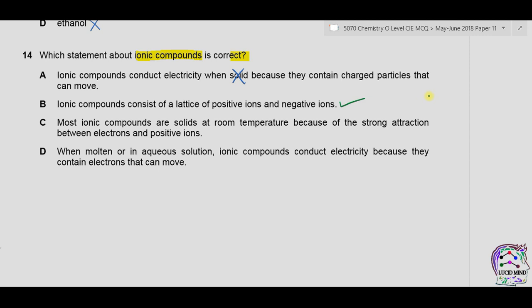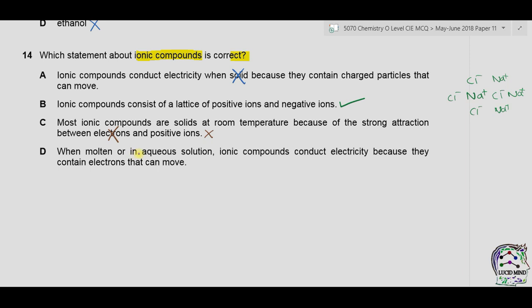For example, in sodium chloride, we have sodium ions that are surrounded by negative chloride, and each chloride is again surrounded by a positive sodium. Part C. Most ionic compounds are solids at room temperature because of the strong attraction between electrons and positive ions. Now, ionic compounds are always solids at room temperature. This is because of the strong attraction between negative ions and positive ions. So statement C is wrong.